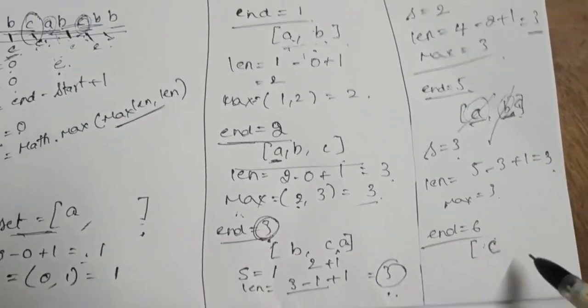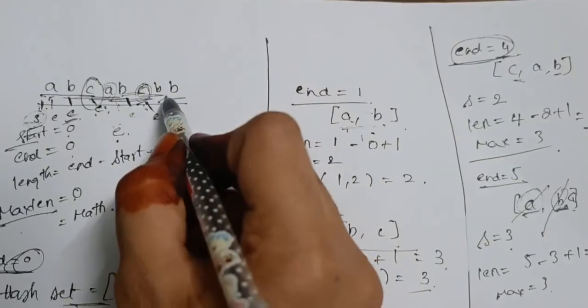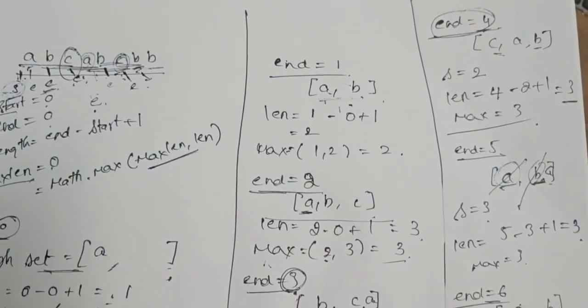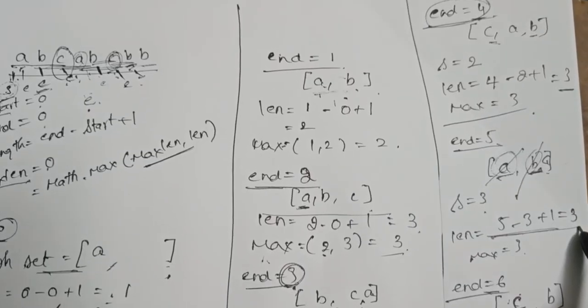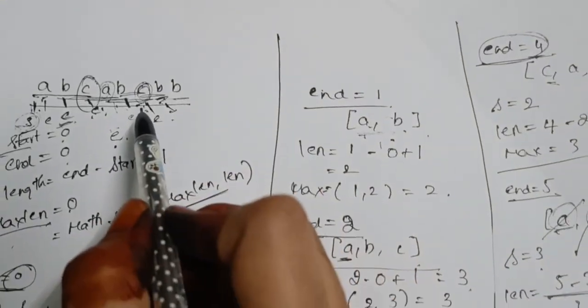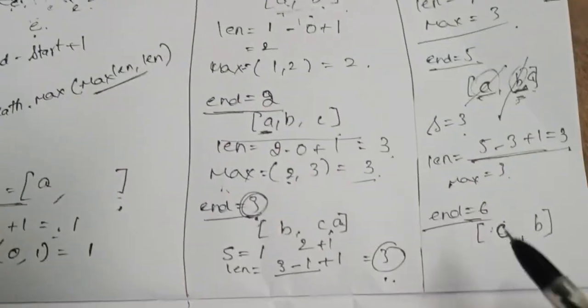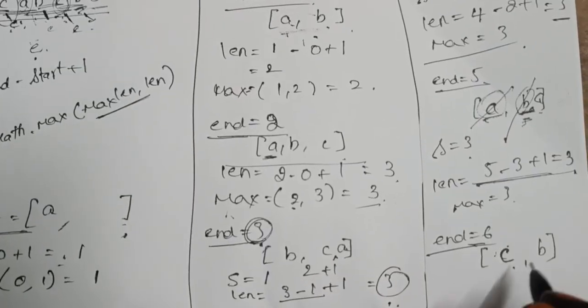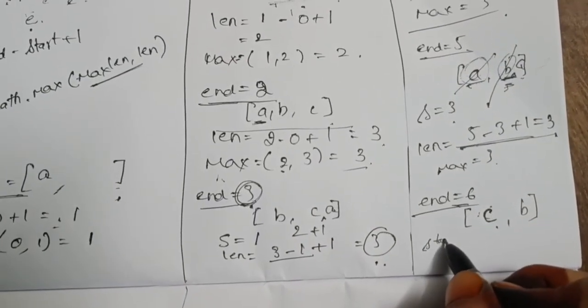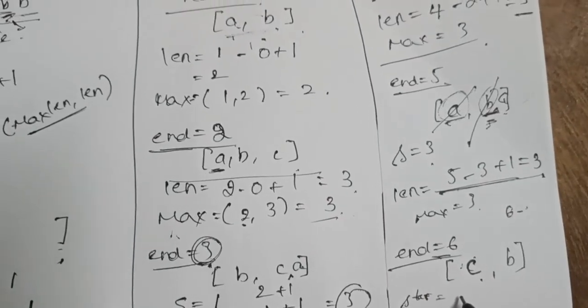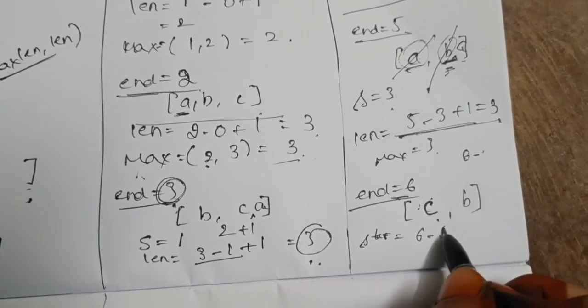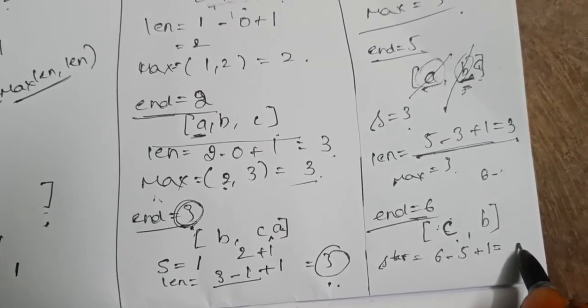Now it is C. C is only present. I am adding this element here. This I am going to add it here. Now my length changes actually. My length will be changed because we have two elements like this, right? So my length will be changed as start has become like a 6 minus 5 plus 1, which is a 2.